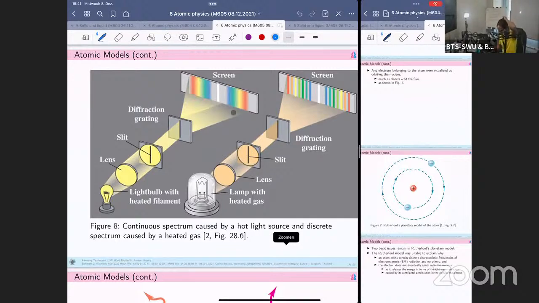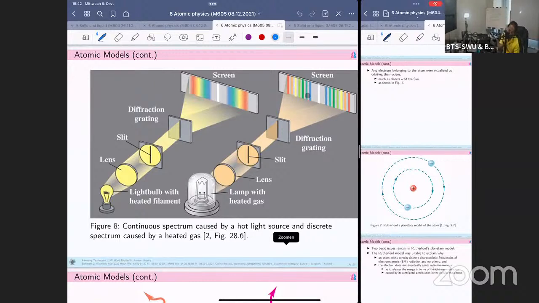as this one. But unfortunately, with this type of heated gas, the outcome on the screen is the spectrum of the light, but the lines are quite well separated from each other. They are not continuous like this. So what is the reason behind that? How could the Rutherford planetary model explain this behavior?